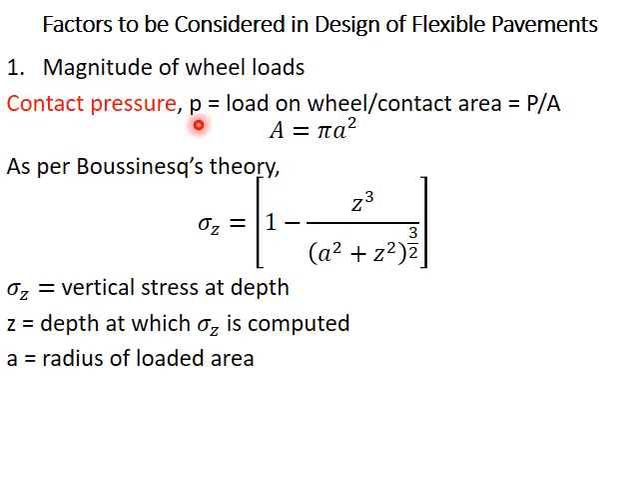Contact pressure is obtained by dividing the wheel load by the contact area. Contact area is given by A = πa², where small a is the radius of the contact area. So we assume that the contact area is circular in nature. And we have the Boussinesq theory, which gives the vertical stress at a depth z from the surface of the flexible pavement. That is, vertical stress is given by 1 minus z³ divided by (a² + z²) the whole raised to 3/2, where a is the radius of the loaded area or the contact area.